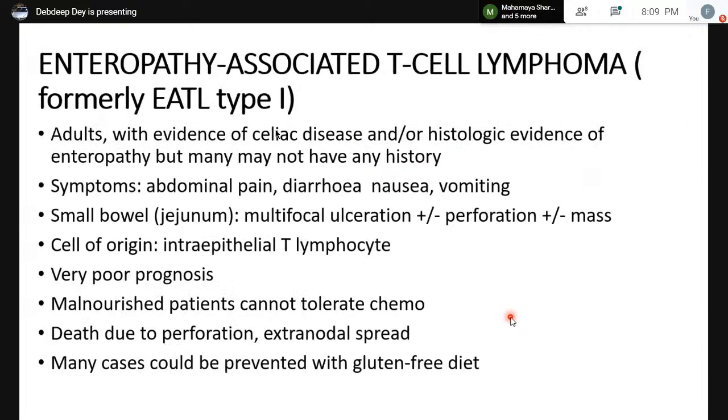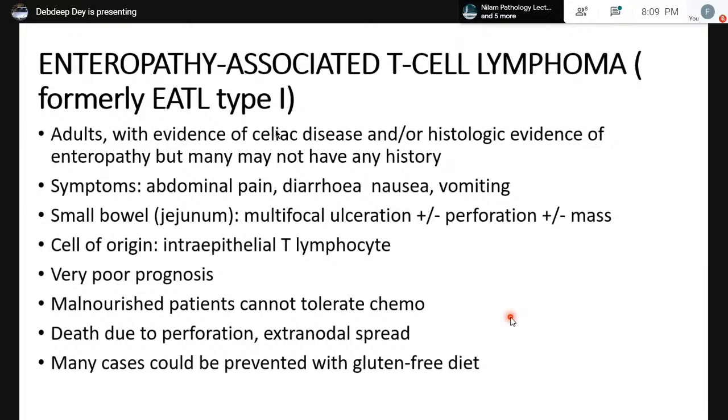Next, we come to the enteropathy type T cell lymphoma, formerly called EATL type 1. If you are practicing in India, you may not get this disease because it presents mainly in the Western population with evidence of celiac disease, but many may not have any history. More importantly, it presents with very non-specific symptoms of abdominal pain, diarrhea, nausea, vomiting, and mainly in the jejunum with multifocal ulceration, with or without perforation or mass.